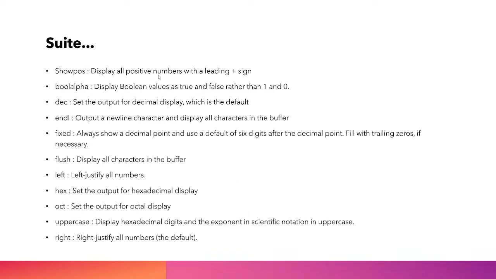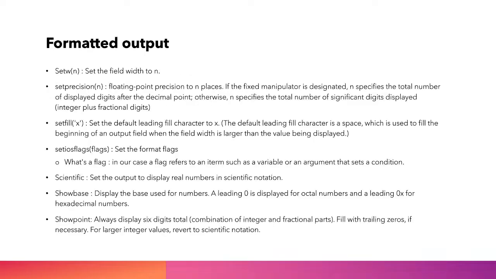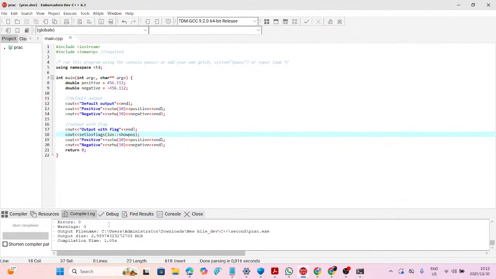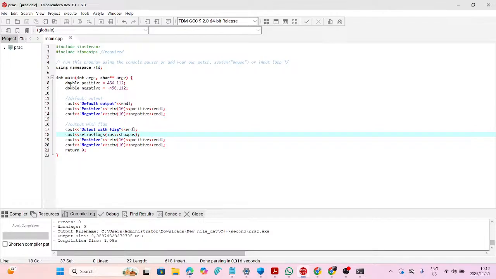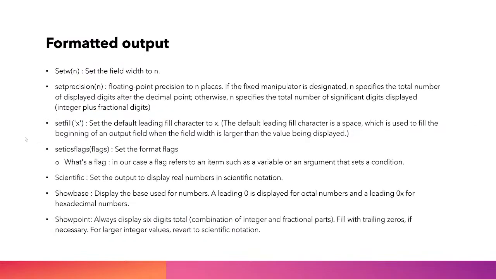So showpos displays all the positive numbers with a leading plus sign. I did it. So guys, I've got your back. Don't worry. Let's see what's happening. Zero warnings and zero errors. Okay, good. Let me compile and see. Okay, with output, output with flag, you see, and I did specify the flag showpos, so it did show the position. Simple as that, guys. Simple as that.